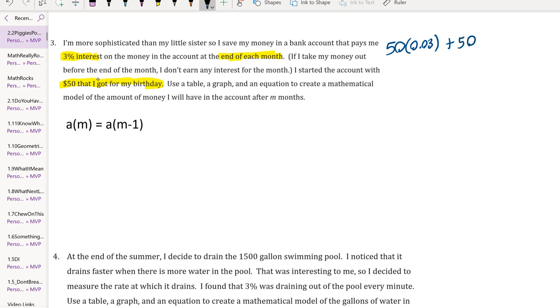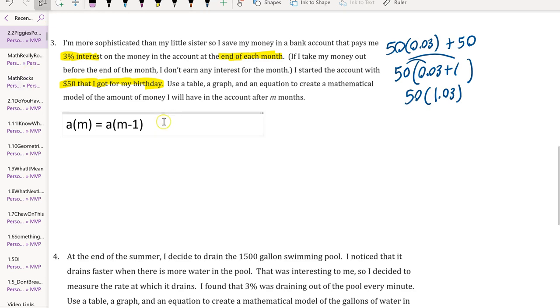And what we can see is that that's actually equivalent to, if I use what I'll call the reverse of the distributive property for now because we haven't learned about factoring, 50 times 0.03 plus 1. So you can see if I distribute this, I'll get the same thing that's above. So I can simplify this process by just multiplying by 1.03 instead of multiplying by 0.03 and then adding 50. So that helps me to write my recursive rule.